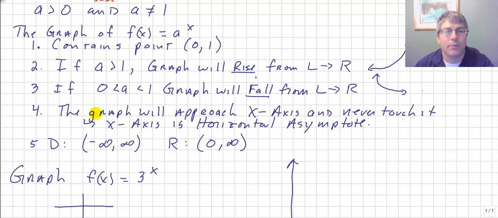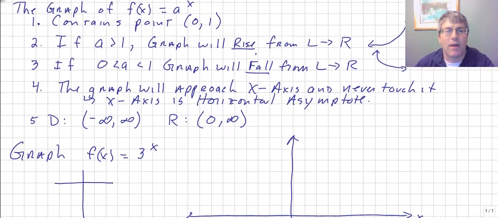The graph of an exponential function will always approach the x-axis. You can kind of see that here in my two rough diagrams. It will always approach the x-axis, but it will never touch it, which means that the x-axis is the horizontal asymptote. And finally, the domain of an exponential function is all real numbers, and the range goes from 0 to positive infinity, which means our outputs will always be positive.